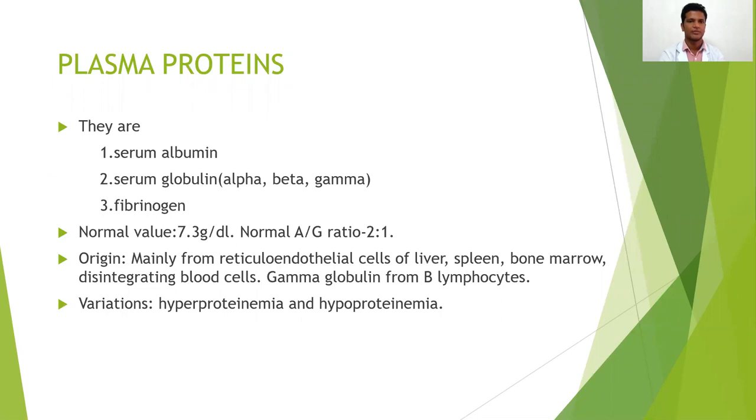Coming to plasma proteins. Plasma proteins are serum albumin, serum globulin, which is of three types: alpha, beta, and gamma, and fibrinogen. Normal value of plasma protein is about 7.3 gram per deciliter, and normal albumin globulin ratio is 2:1. Coming to the origin of plasma protein, it is mainly from reticuloendothelial cells of the liver, spleen, bone marrow, and disintegrating blood cells, and gamma globulin from B lymphocytes. Variations in plasma proteins cause hyperproteinemia and hypoproteinemia.